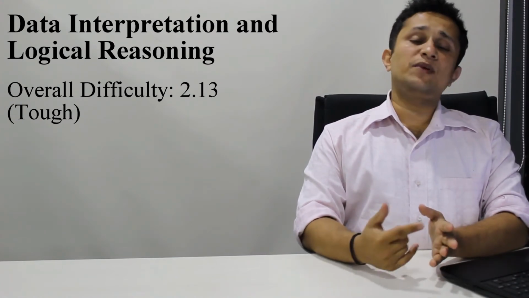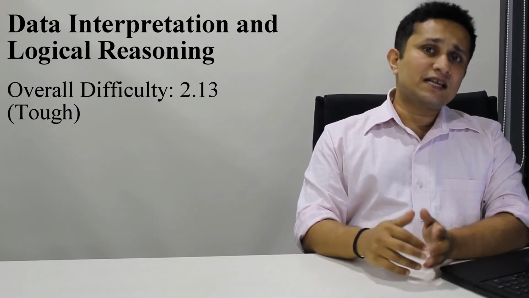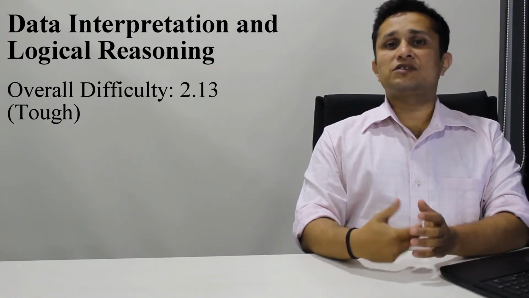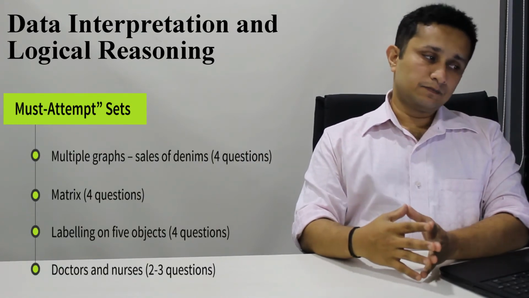We typically tell people to attempt between 16 to 20 questions, that's 4 to 5 sets. Here with the difficulty going down a bit, I would have tried and attempted 5 sets. For that I first need to identify which are the 3 top sets or 3 easiest sets that I should look out for. Which were the sets that I should have definitely attempted?